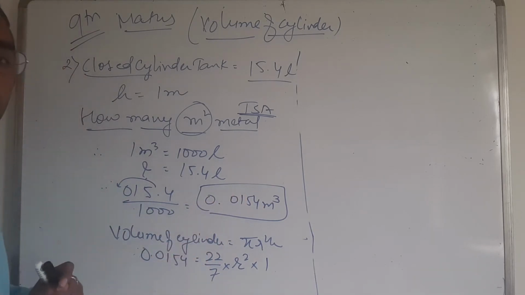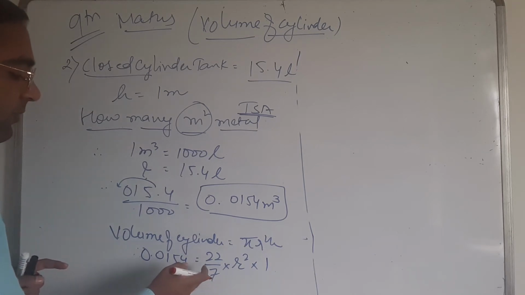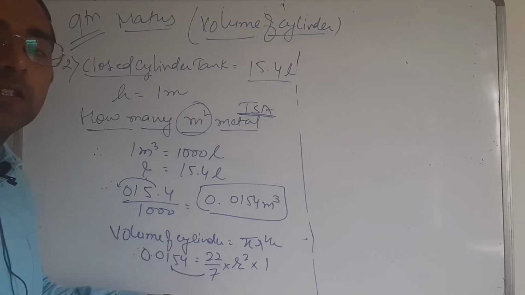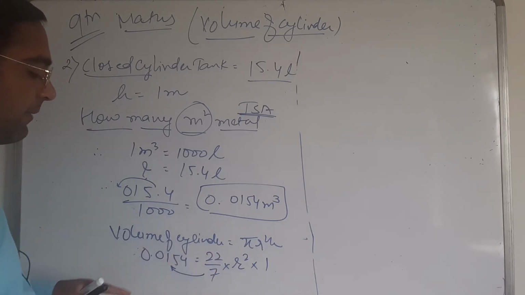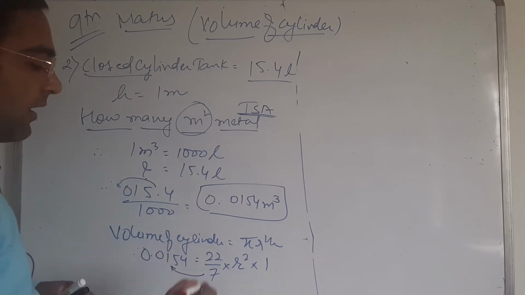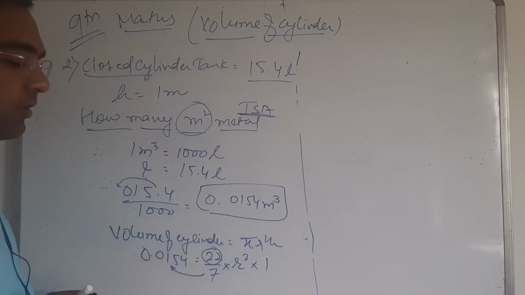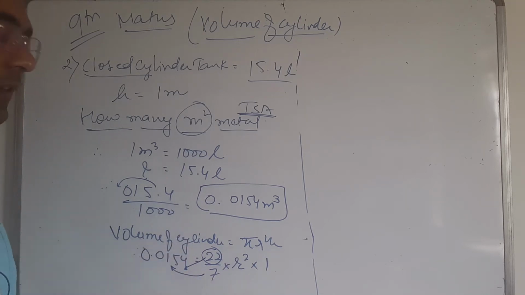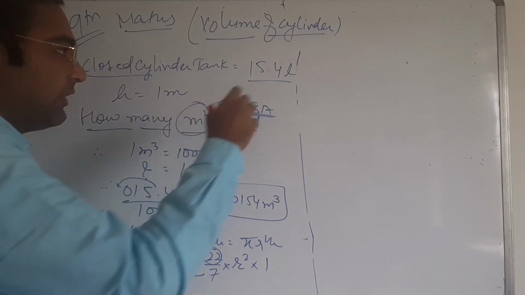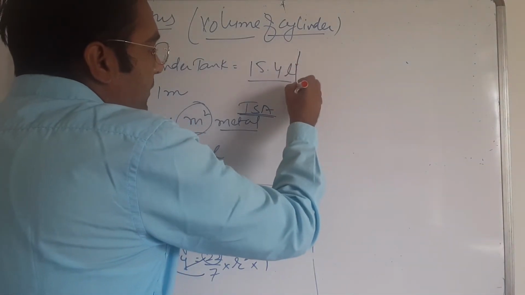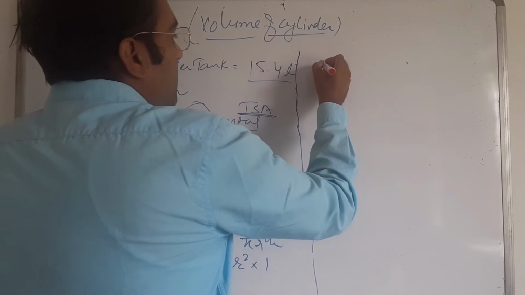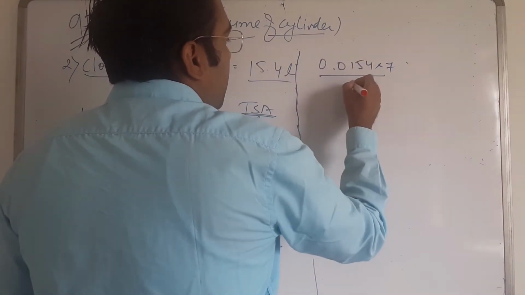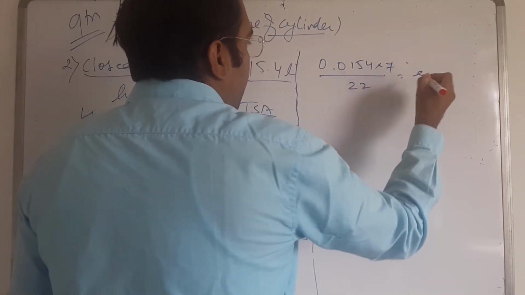0.0154. Now I have to move the 7 to the other side with the 154 because 7 is in the division, so shifted to the other side it is multiplied with this 154. And 22 is in the multiplication, so it shifts to the other side and is divided into the 154. Now 0.0154 into 7 divided by 22 equals r square.